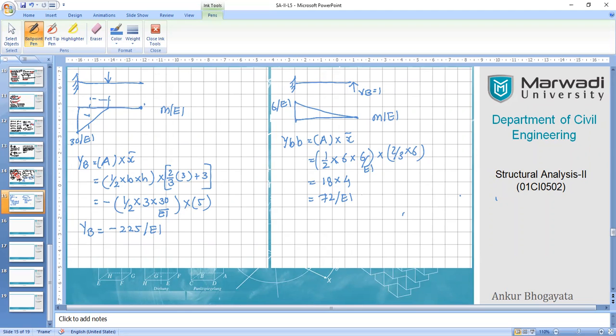So we now have complete answers for both conditions, and when we put these values in our desired equation, that is capital YB plus VB into small YBB equals 0, here you have negative 225 upon EI plus VB into 72 upon EI equals 0.